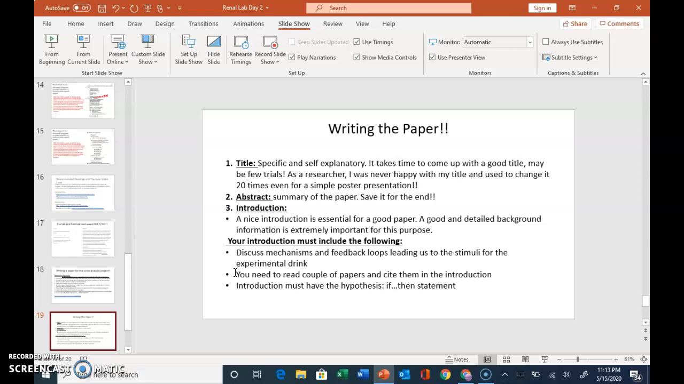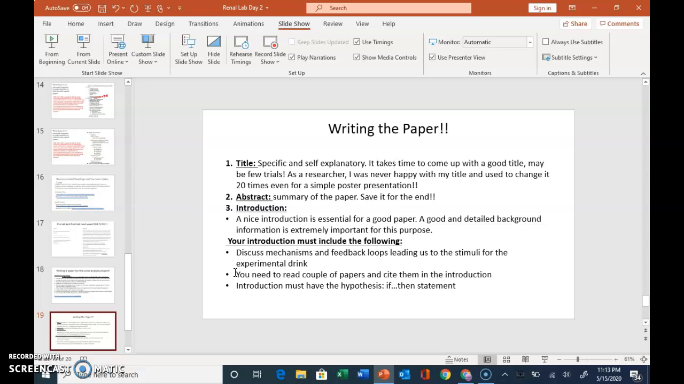Then introduction. Introduction is the heart of the paper. A good and detailed background information is extremely important, and this actually draws attention of the reader. Your introduction must include the following things: the mechanisms and feedback loops that actually lead us to the stimuli for the experimental drink. Please mention those. You need to read a couple of papers and cite them in the introduction. Again, please refer to the YouTube link in the previous slide that talks about how to do the citations.